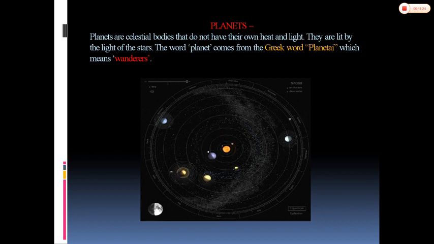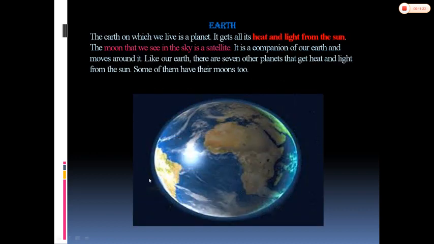There are 8 planets in our solar system, including Earth. The Earth on which we live is a planet. That means it is also an object which does not have its own heat and light. It receives its heat and light from the sun. And the earth has one natural satellite that is called the moon. The moon that we see in the sky is a natural satellite of the earth. It is a companion of the earth and it moves around it.